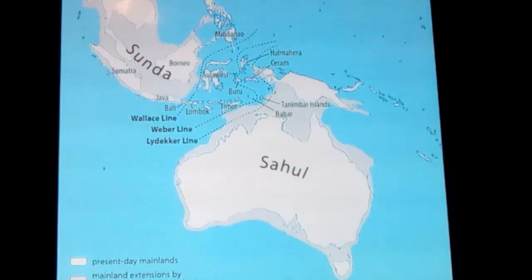And what we're looking at here is Sundaland. There's Sunda and Sahul. Sahul you would know as Australia, and Sunda is the area of Sumatra, Java, Borneo, Bali, and the islands off the Malay Peninsula. You can see the difference between the gray area and the white area. The gray area was mainland extensions by lowered sea levels during the ice ages, as in plural.